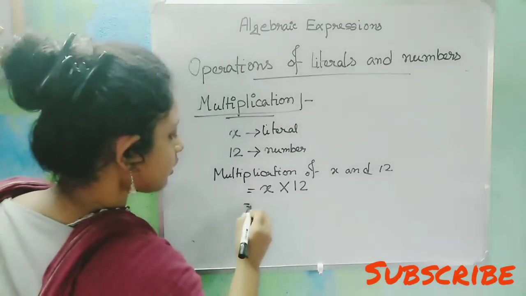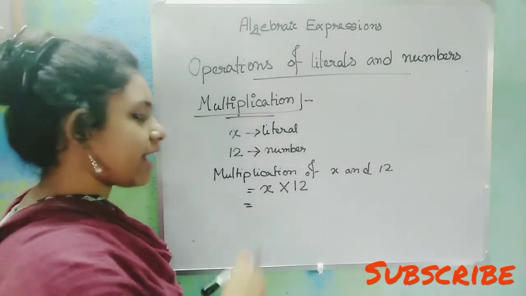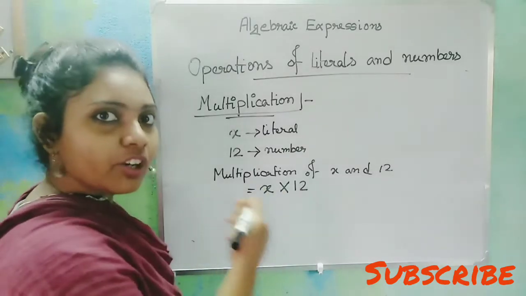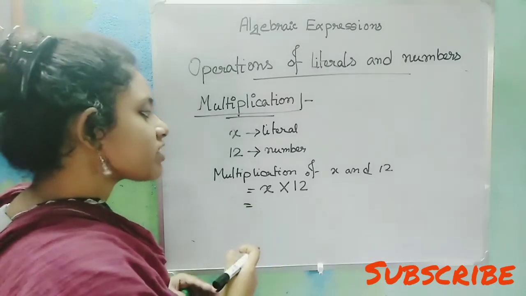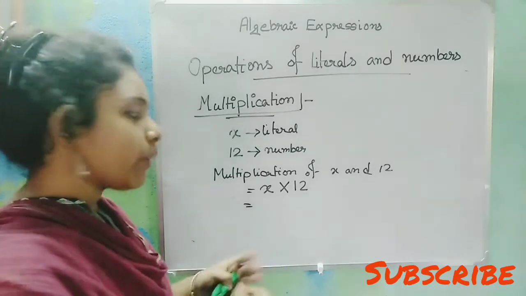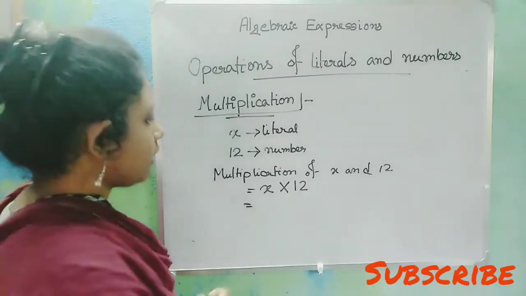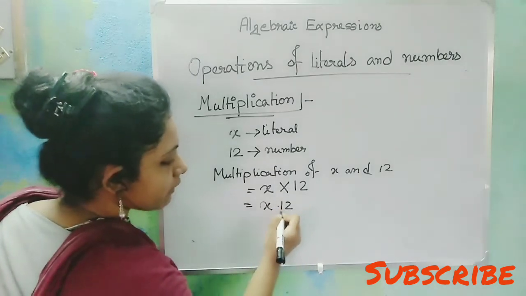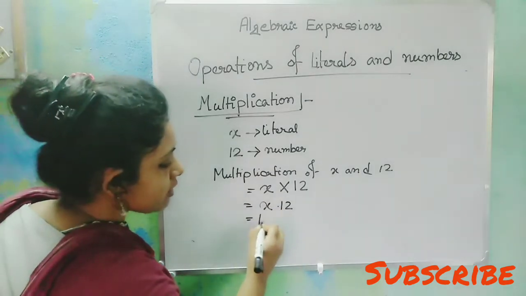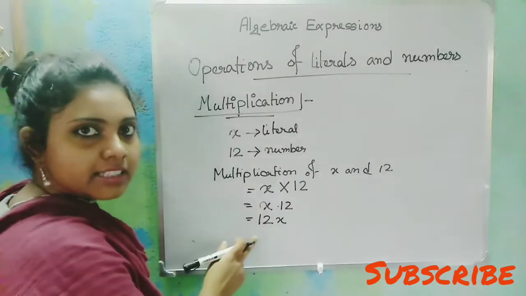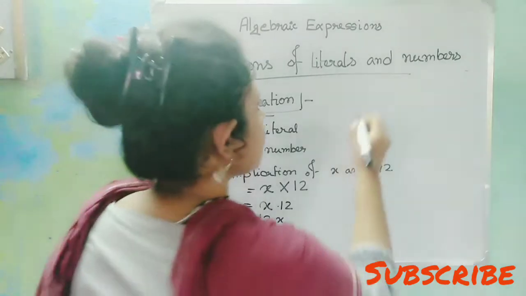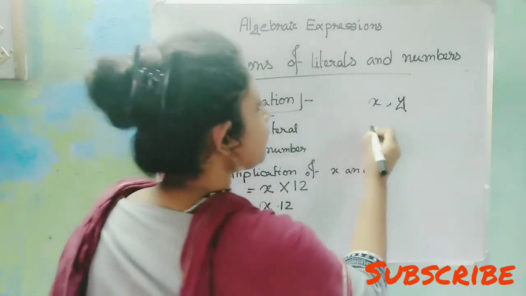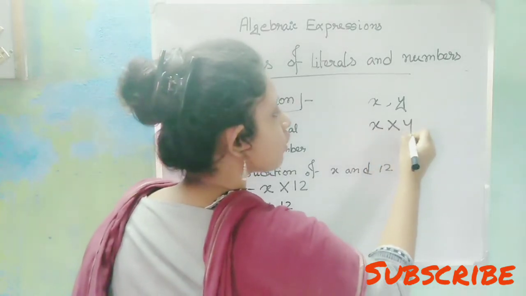That is, we cannot multiply x with 12 because x is a variable and 12 is a constant. We can multiply constant and constant. We can multiply variable and variable. Next, so x into 12 means x dot 12, dot means multiplication. That means 12x. This is the multiplied value. Again, if x and y are two literals, what is the multiplication value? The multiplication value is x into y.